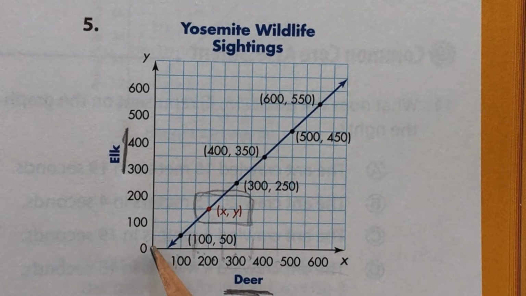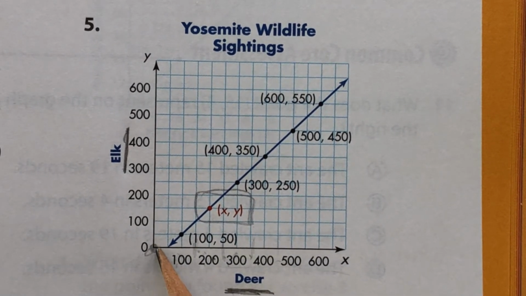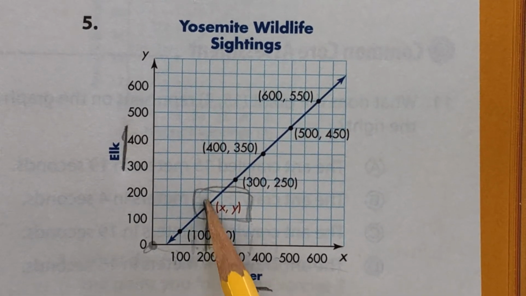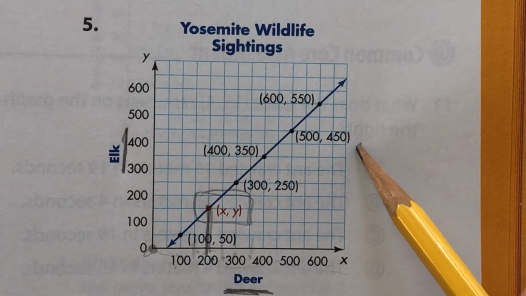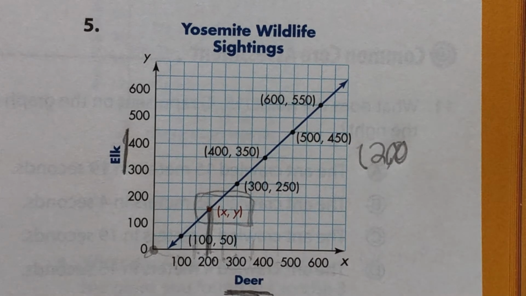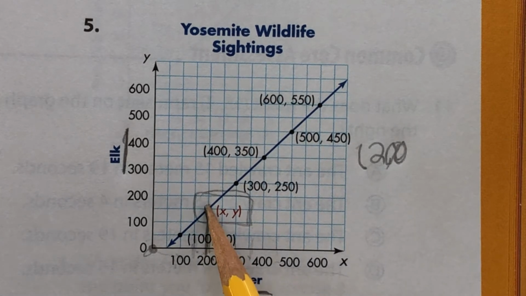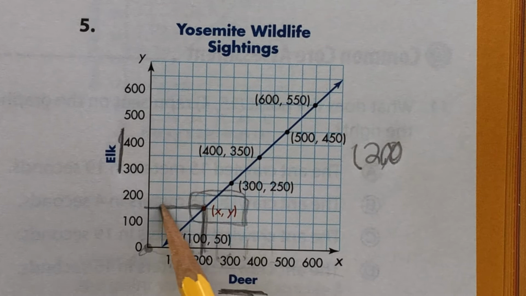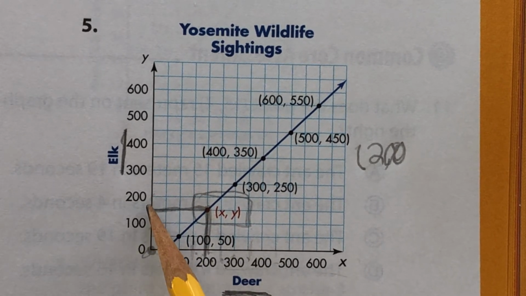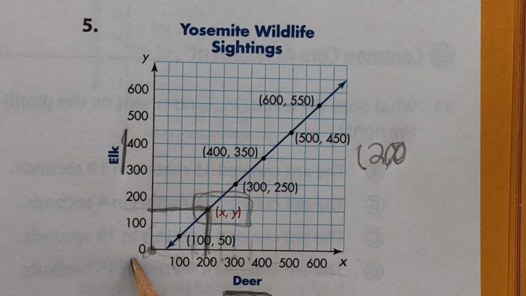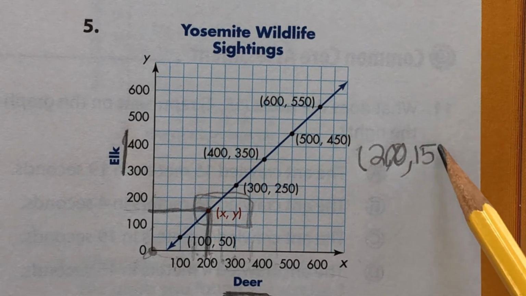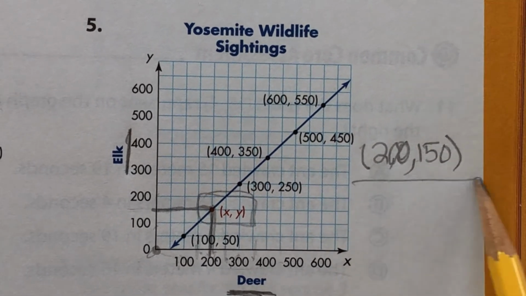Well, if I look, I start at the origin, I go over to the X, I see that it matches up with 200. So the X is going to be 200. All right. And then it matches over here in between 100 and 200. So this must be 150. So it goes over 200, up on the y-axis 150. So this is our ordered pair.